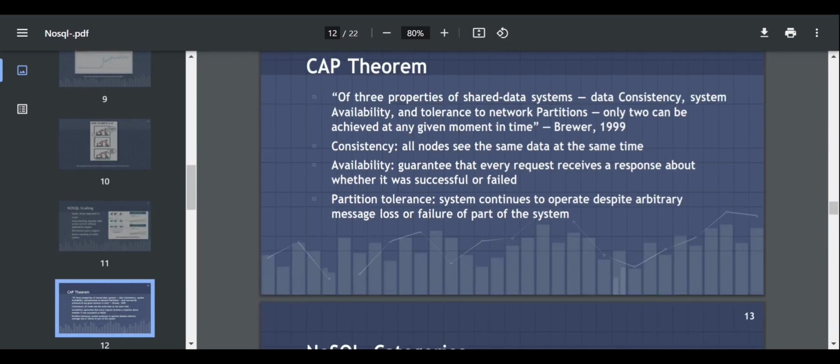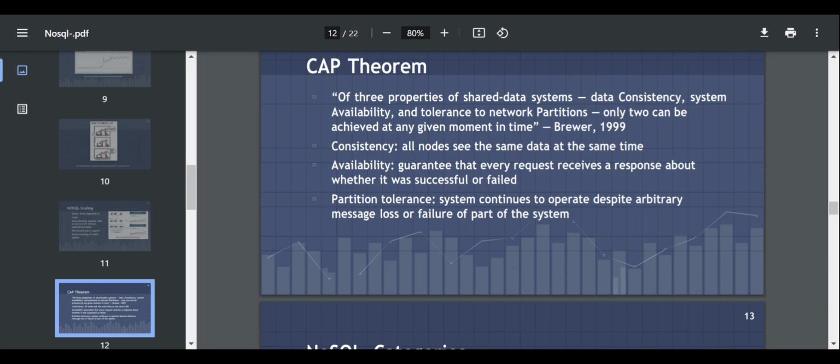The CAP theorem states three properties of shared data systems: data consistency, system availability, and tolerance to network partition. Only two can be achieved at any given moment in time. Brewer, 1999.